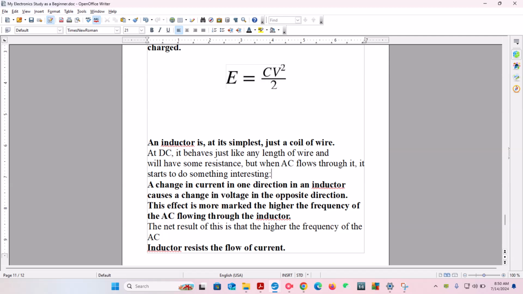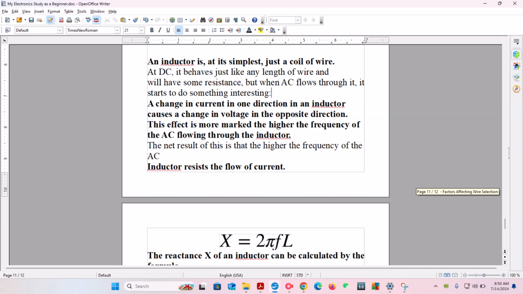A change in current in one direction in an inductor causes a change in voltage in the opposite direction. This effect is more marked the higher the frequency of the AC flowing through the inductor. The net result of this is that the higher the frequency of the AC, the more the inductor resists the flow of current. Okay, this is an important point to mention.